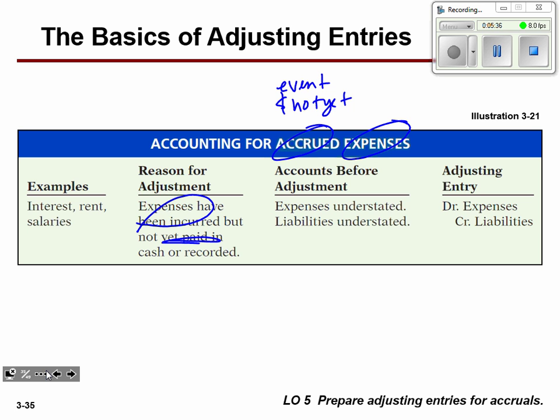The whole overstated, understated thing. If we didn't do these adjusting entries, it would look like we have less expenses than we really do, and it would look like we owe less than what we really do.